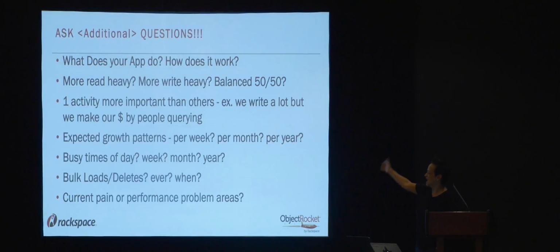So, expected growth patterns, again, how fast you're going to grow, how much you're expected to grow per week, per month, per year, because that will also determine how soon you want to shard. Busy times of year, Christmas, Thanksgiving, Black Friday, January 31st, inventory time, batch reports time, any end of the quarter time. All these types of things come into play when you're picking your shard key. And then you know that you clean out your data twice a year in August and in December. All these things come into play.